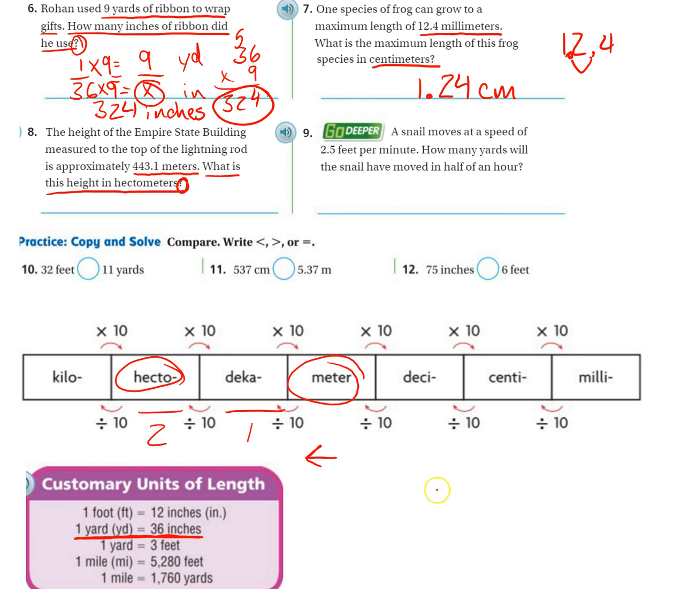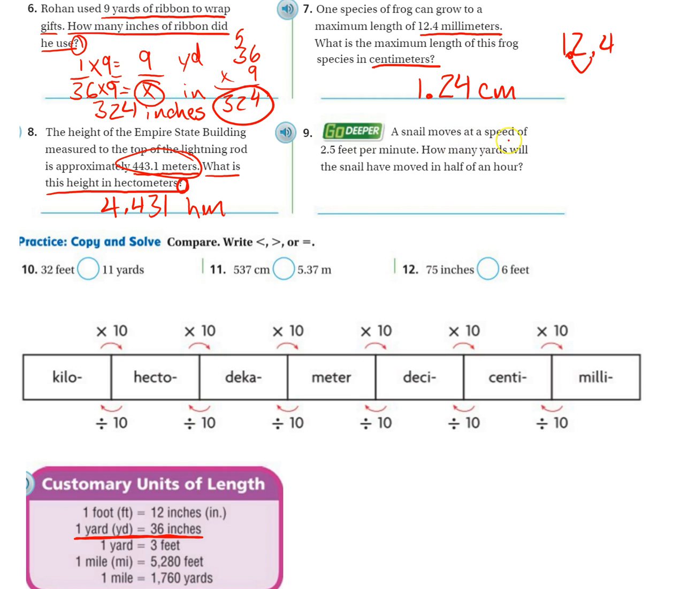So again, I write my number 443.1, the number I started with in meters, and I just move my decimal to the left twice, 1, 2. My new number becomes 4.431. So 4.431 hectometers, HM. All right, let's go on to the next one.